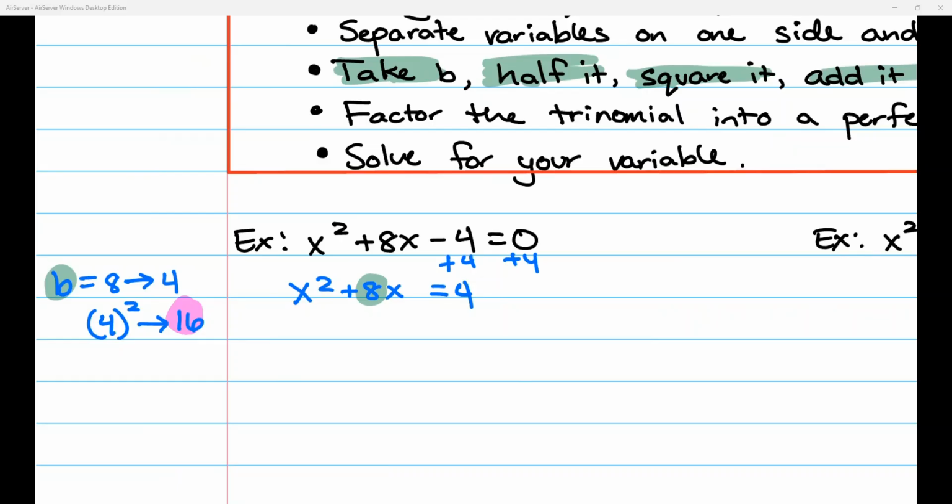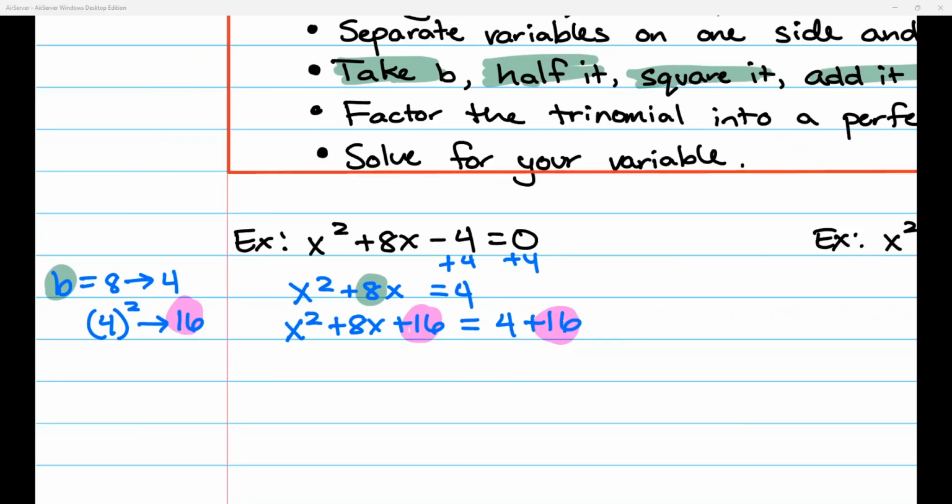The 16 is the number that completes the square, so the 16 is the one that I'm going to add to both sides. So I'm going to write x squared plus 8x plus 16 is equal to 4 plus 16. This is me adding the number to both sides. Again, 16 is the number that completes the square.